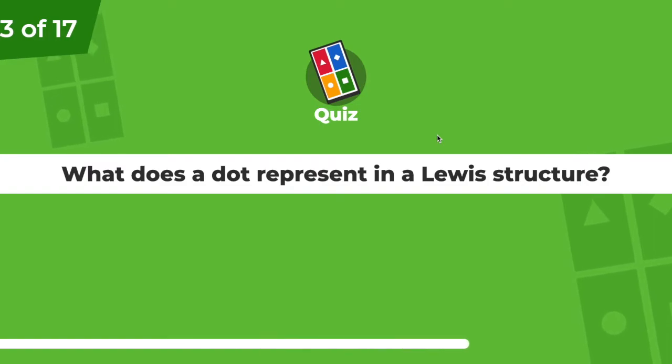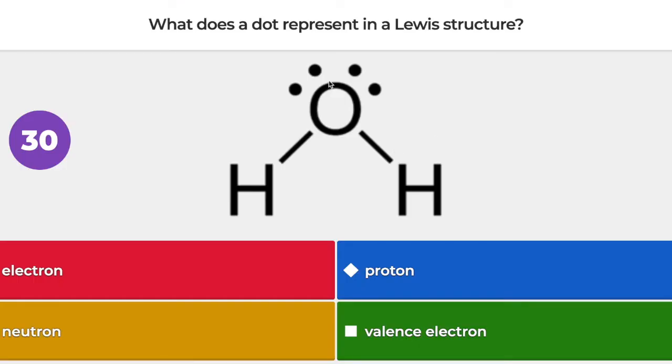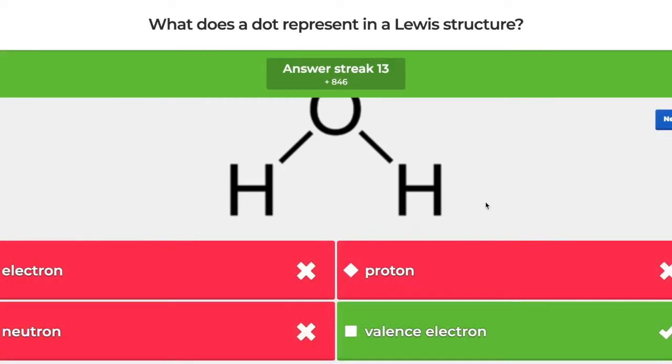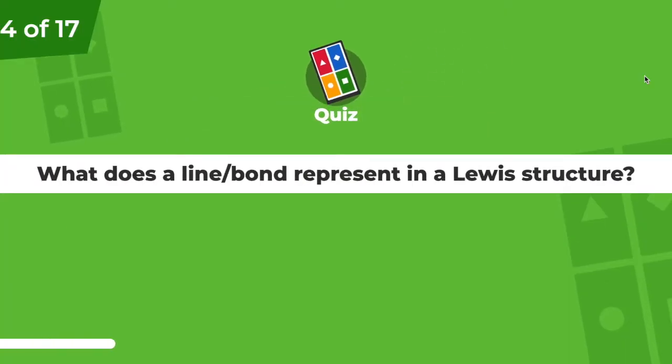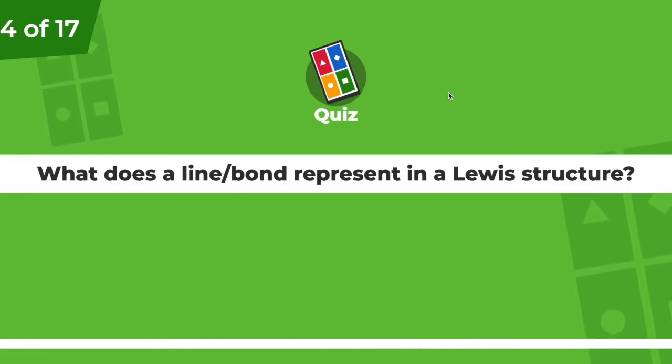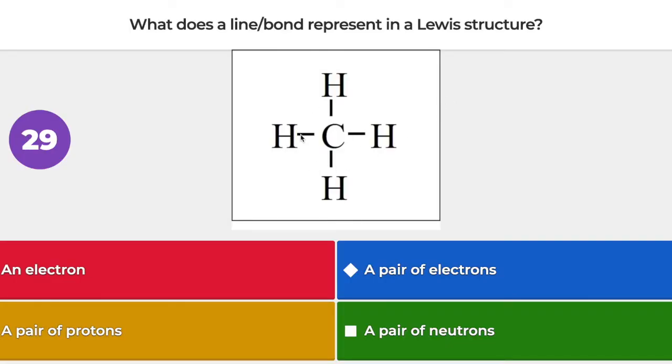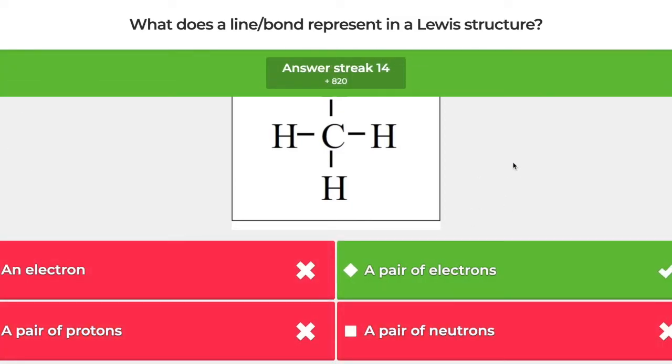What does a dot represent in a Lewis structure? All right, we have a Lewis structure right here for water, and you see these lines and you see these dots. Remember that each dot is going to represent a valence electron, not just any electron, but a valence electron. What does a line, or bond, represent in a Lewis structure? Here we have methane with carbon bonded with hydrogen. That is going to represent a pair of electrons, those valence electrons that are shared in a covalent bond.